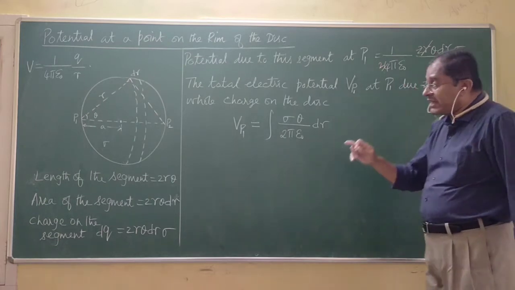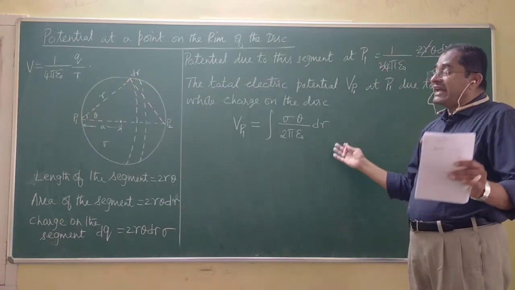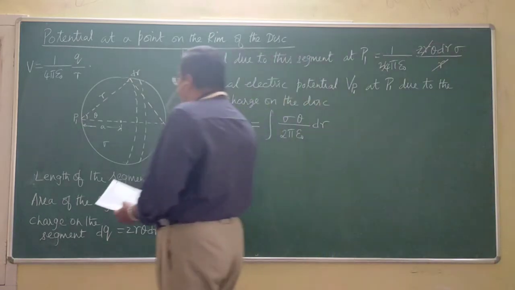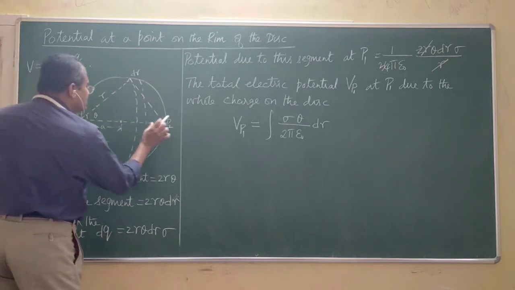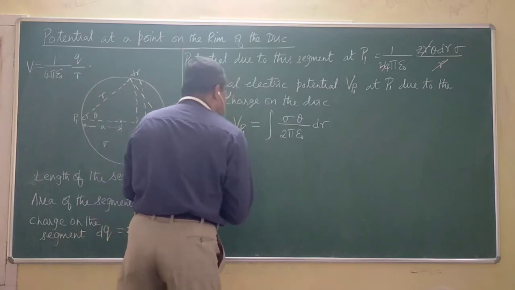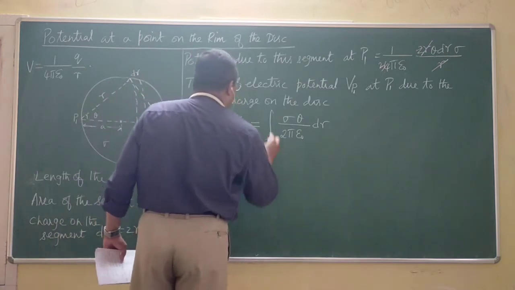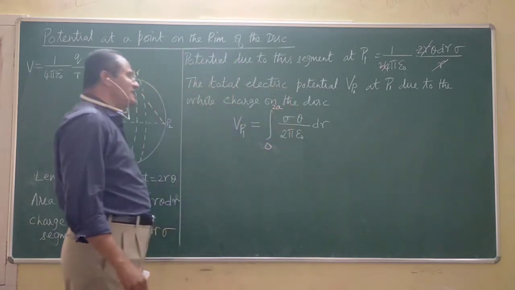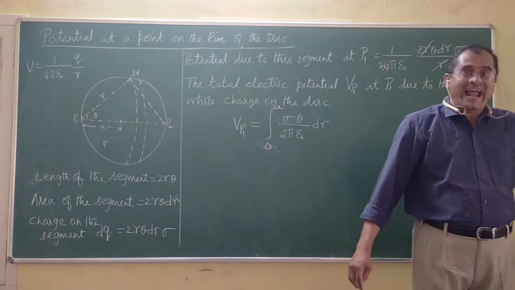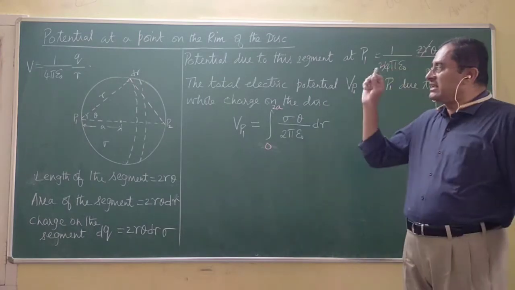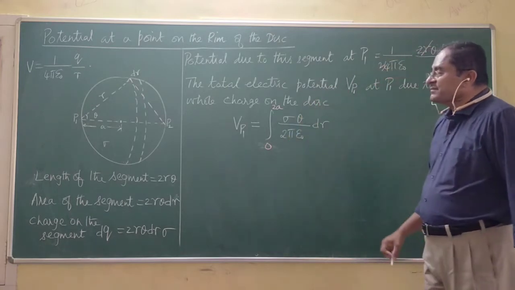Now, by applying suitable limits, you have to take care of the entire charge on the disk. From this point to this point is A, from this to this A, which means it is 0 to 2A. Between these two limits, if you can integrate this expression, you will end up with the potential due to this rim at the point P1. Okay?